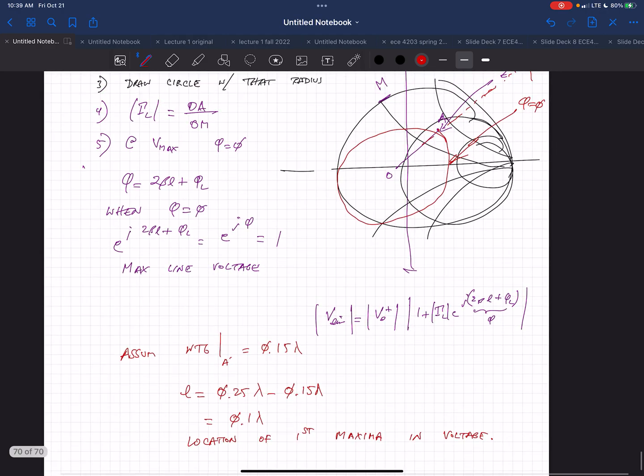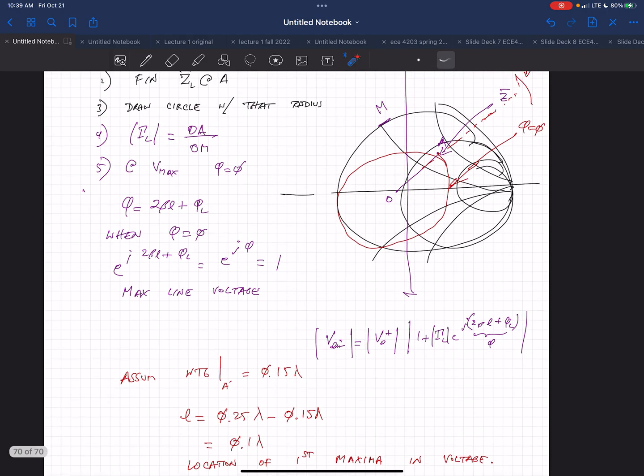And then if I keep going along this curve away from the load, first I end up from here to here, it's my first maxima. And I keep going along this circle till I hit this point. This is my first minimum.